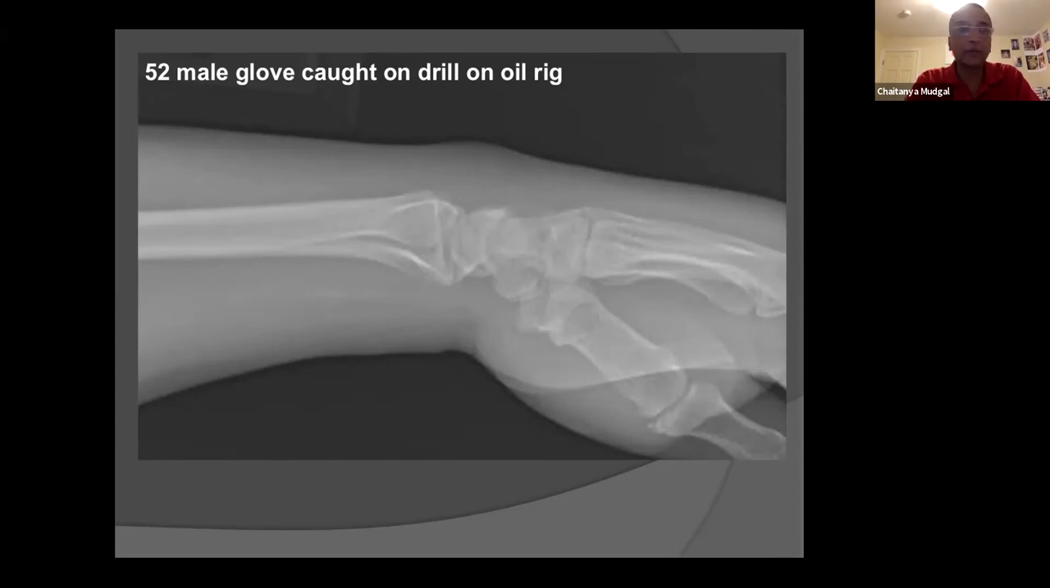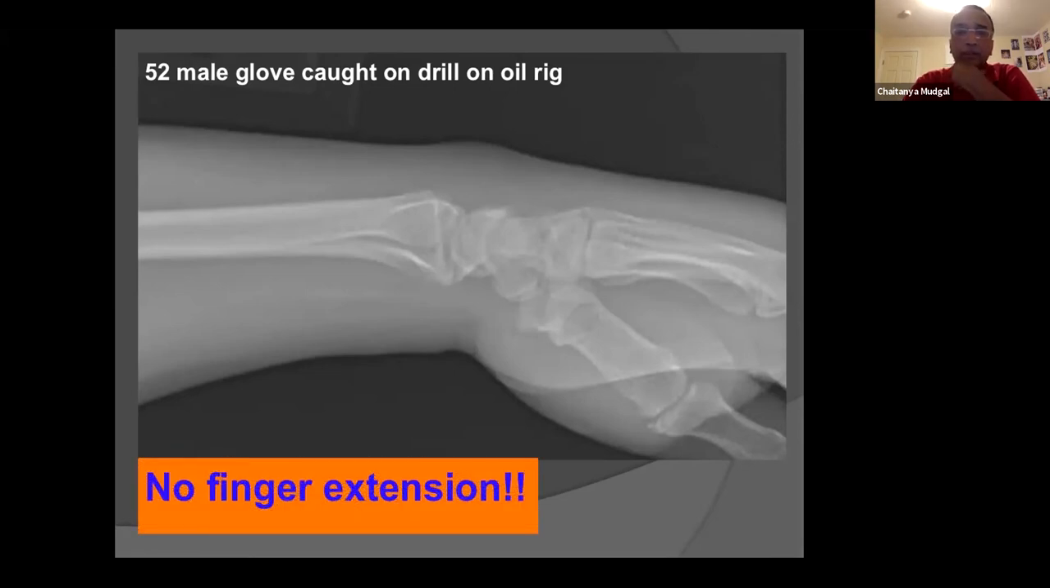Okay, one last case before we hand it off to Paul. Here's a male. I'm describing the mechanism that I talked about in gymnasts. He was working on a high-speed drill on an oil rig out in the middle of the sea, just off the coast of Galveston. His glove got caught on the drill, and he was seen in the emergency room with this painful swelling on the top of his wrist. He came to see me 2 weeks later, but he had no finger extension. Any guesses what may have happened?